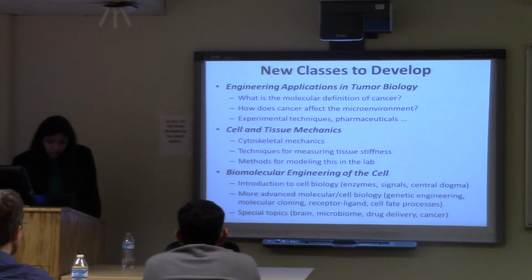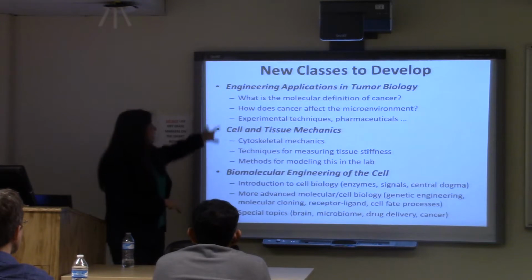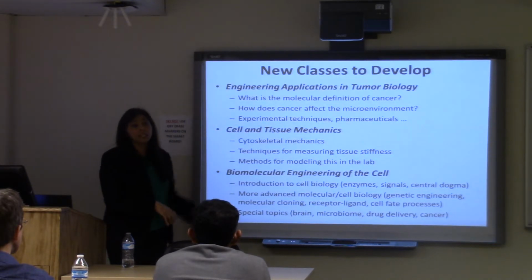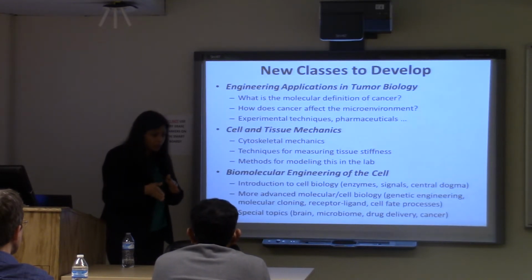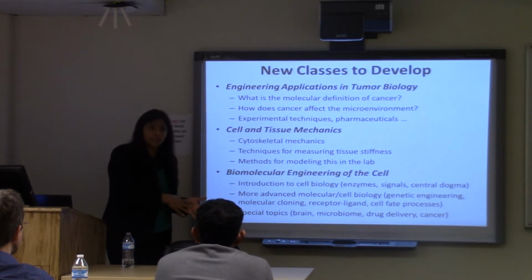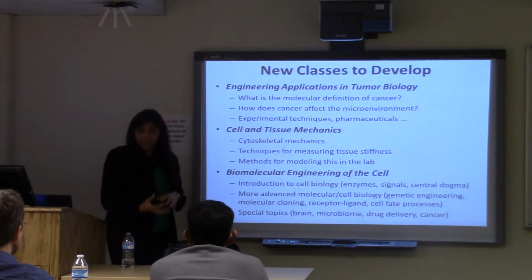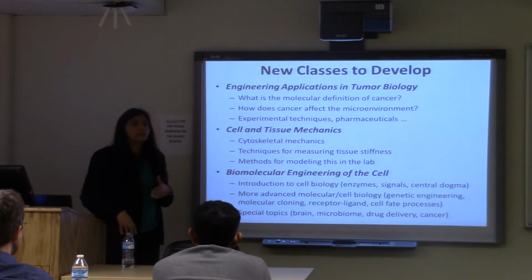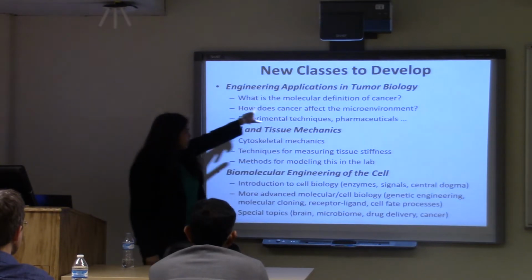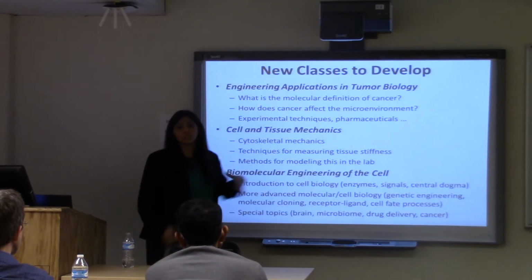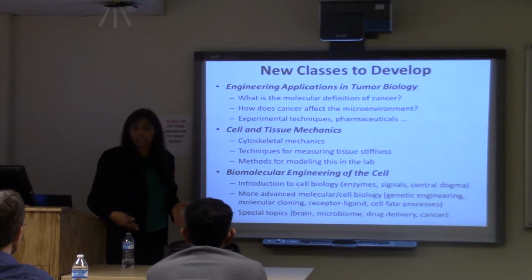There are some other classes that I would love to be able to develop. One is engineering applications in tumor biology, and this would be directly related to a lot of my work. But I would also like to start like Weinberg does. So Bob Weinberg is one of the people that first identified the genes that were mutated in cancer cells, and he has written several textbooks on cancer and what cancer is. And so it starts with this molecular definition of cancer, and if students don't understand cancer on a molecular level, I don't think they can understand the functional changes in cancer cells later.